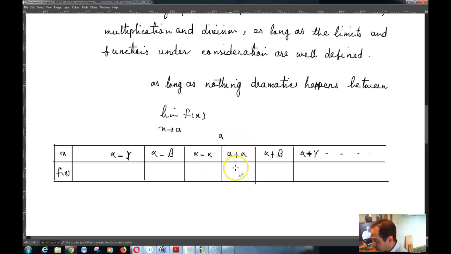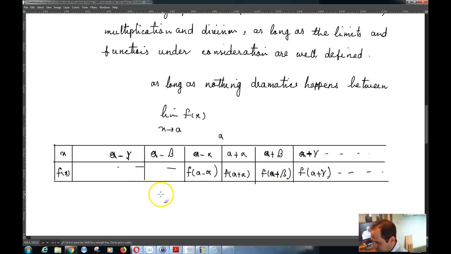and these over here were f of a plus alpha, f of a plus beta, and f of a plus gamma, and so on and so forth. And the same thing over here, f of a minus alpha, f of a minus beta, and f of a minus gamma.